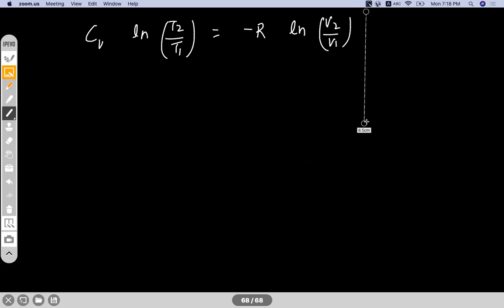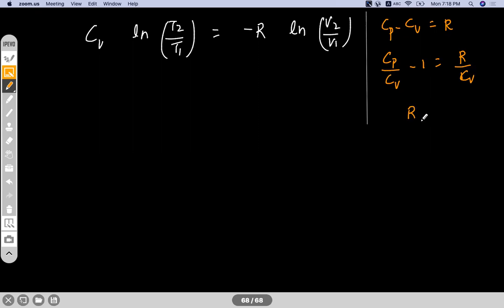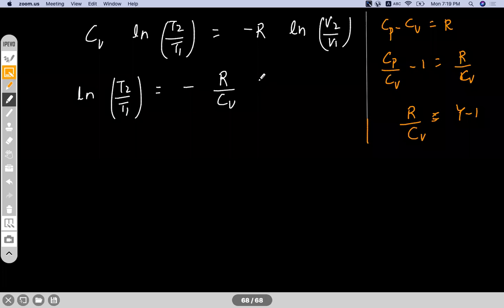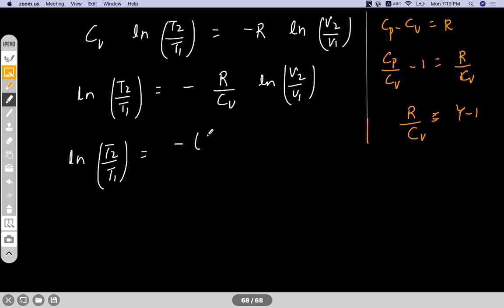Reason I'll tell you. See, if you have this expression, Cp minus Cv is equal to R. From this, you can find out R by Cv. Divide by Cv both sides: Cp by Cv minus 1 equals R by Cv. So R by Cv is equal to Cp by Cv minus 1, which is nothing but gamma minus 1. So we'll substitute this here: ln T2 by T1 is equal to minus R by Cv ln V2 by V1, and R by Cv is gamma minus 1. So ln T2 by T1 is equal to minus gamma minus 1 ln V2 by V1.